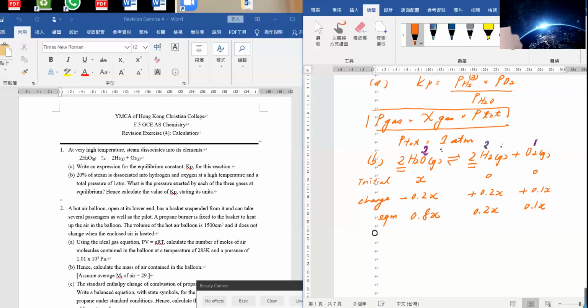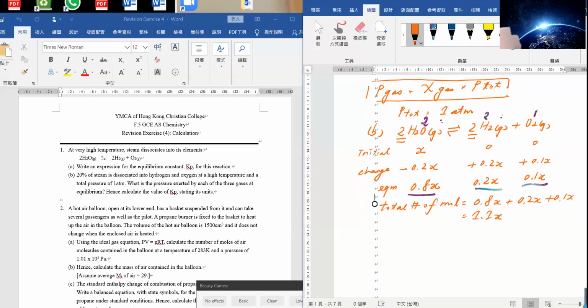So we can work out the total number of moles first, okay? The total number of moles will be the sum of these 3. So it will be 0.8x plus 0.2x plus 0.1x. It will be 1.1x, okay? So now you have to work out the mole ratio of each of them. And then from this equation, you multiply the mole ratio of each of the gases by the total pressure, then you can find the partial pressure, okay? So let us work out the mole ratio of steam first. It will be the total as the denominator and then the equilibrium mole as the numerator.